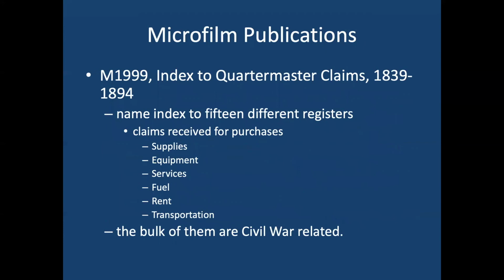So M1999 is the index to quartermaster claims. That's what you're actually getting to when you look in the archives catalog, and a bulk of them are Civil War related. If I'm looking for a quartermaster or a quartermaster sergeant or a civilian that might have some connection either through a contract or as an employee, this will probably be the first place that I'll look.